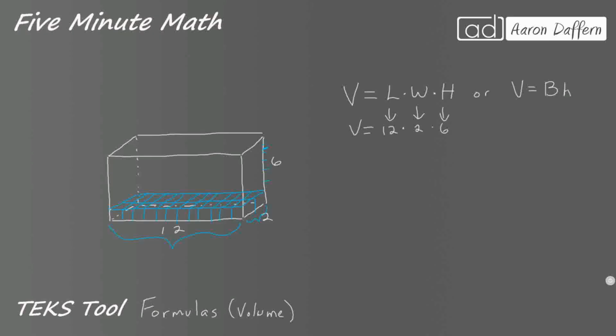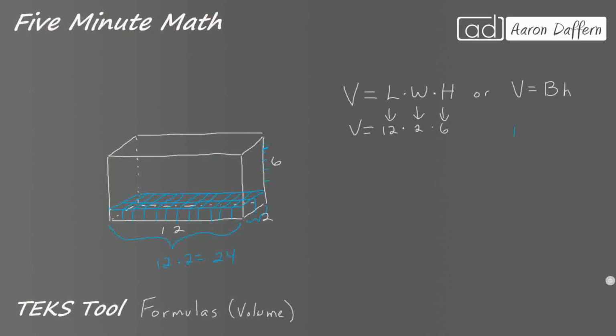So what is this bottom layer? Well, this bottom layer is just going to be 12 times 2, which is going to get you your 24. And then we would just have 6 layers of 24. And so that 6 layers of 24, that's actually what we're doing with our V equals B times h.